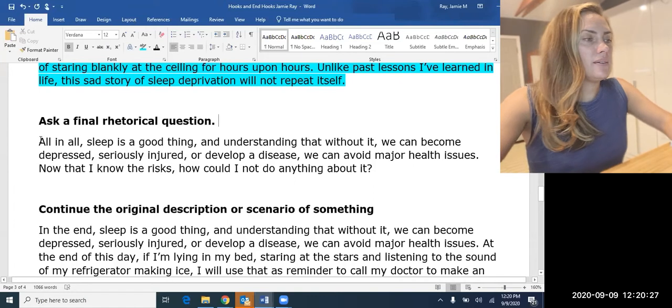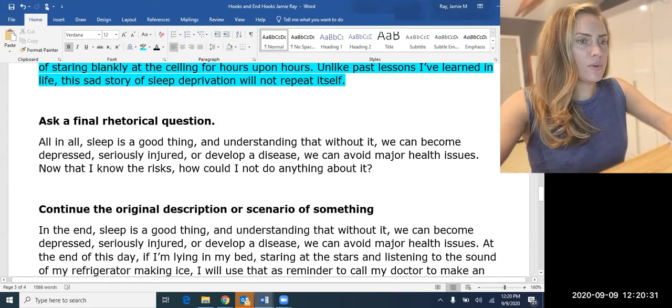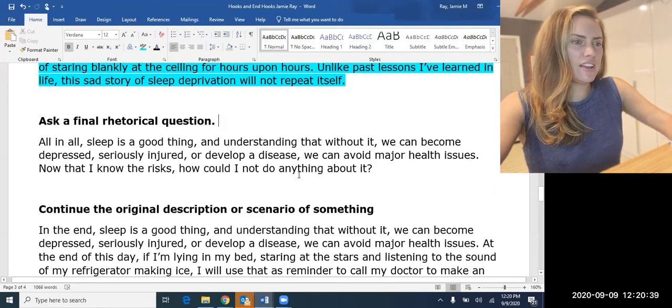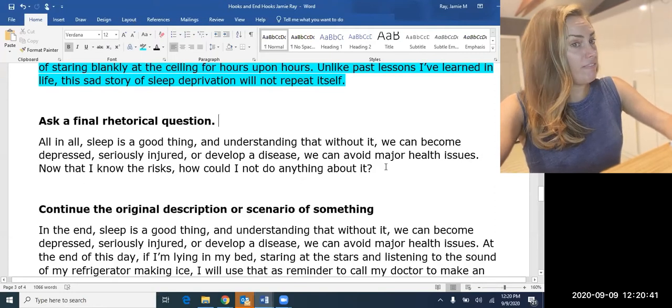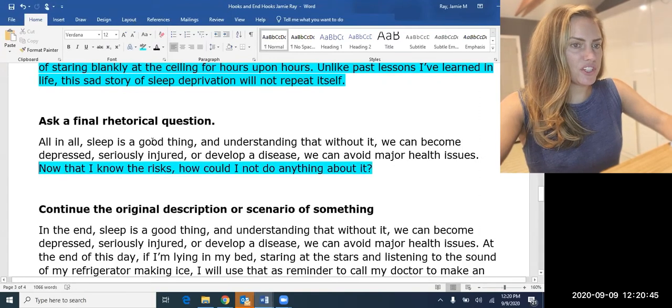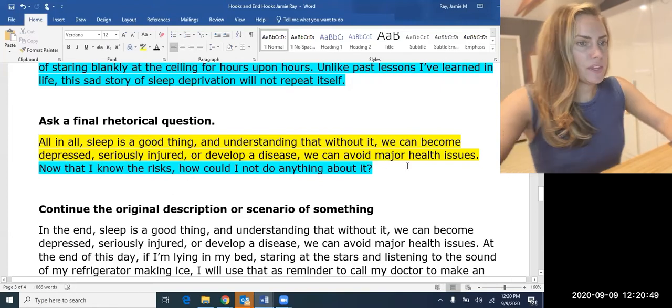So here's my conclusion. All in all, sleep is a good thing, and understanding that without it, we can become depressed, seriously injured, or develop a disease, we can avoid major health issues. Now that I know the risk, how could I not do anything about it? There's my fun rhetorical question at the end, and here's my restatement of my thesis.